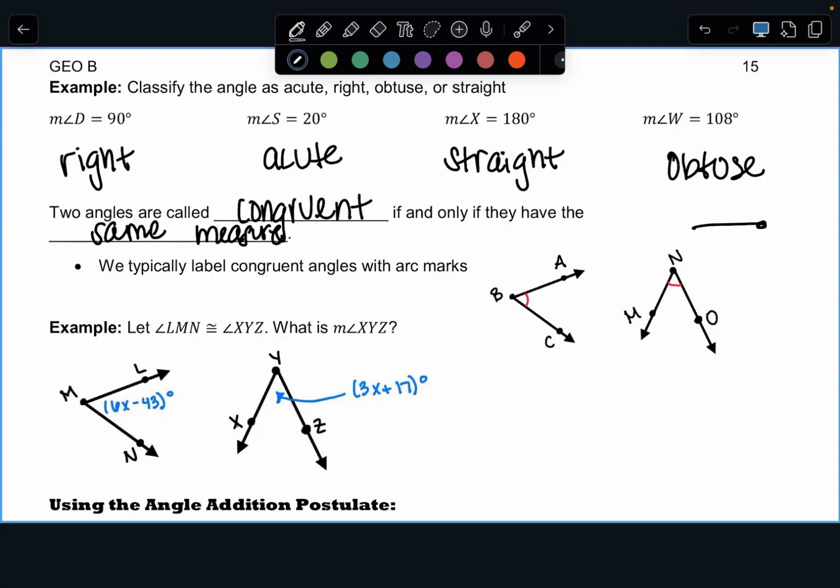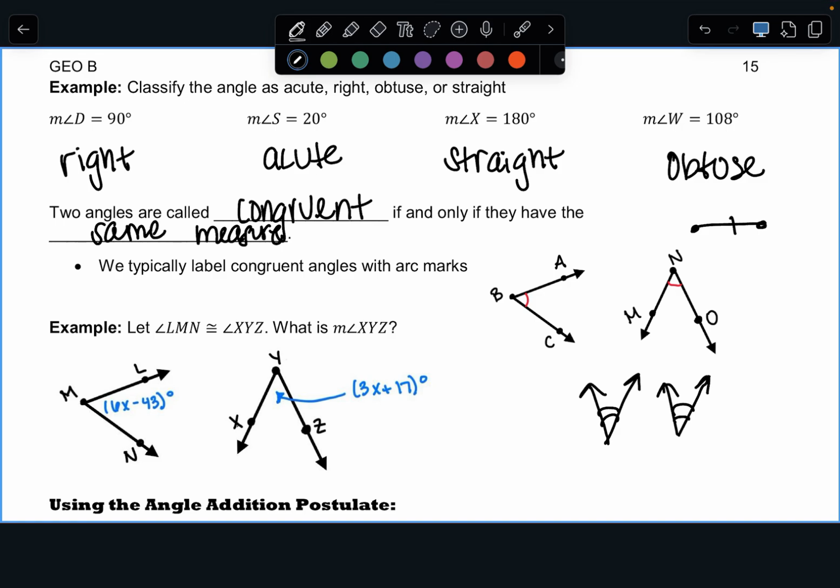And for segments, we use a little hash mark like that. Do you remember these hash marks? Yes. For angles, we use arcs instead. These little arcs, these red arcs on the inside of your angle. Same measure. And we can do the same thing. One arc shows us that these two angles are congruent. But if you have two arcs, these two angles would be congruent, but not congruent to your one arc. So we use the number of hash marks and arc marks to determine what's congruent and what's not congruent.